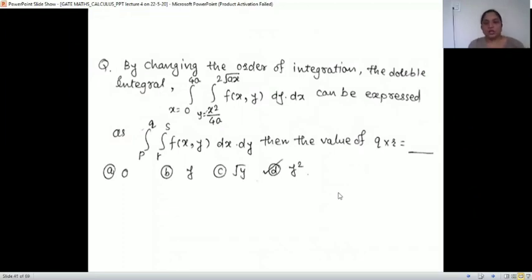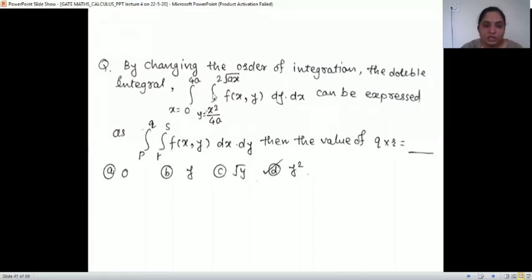By changing the order of integration, the given double integral can be expressed as this, PQRS f of x by dx dy. Then the value of Q into R is, this was the question for 2 marks. So what you have to do here is, we have to change the order of integration.